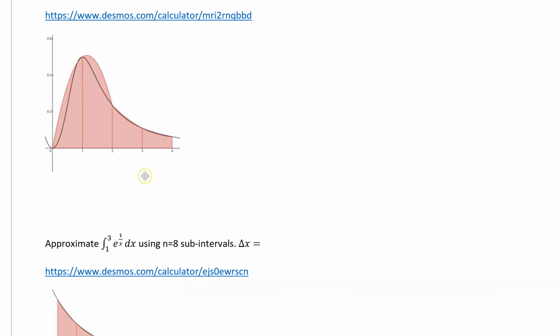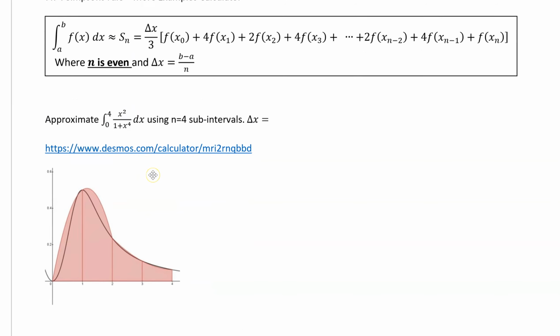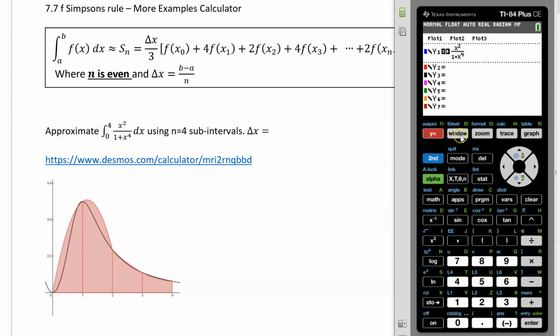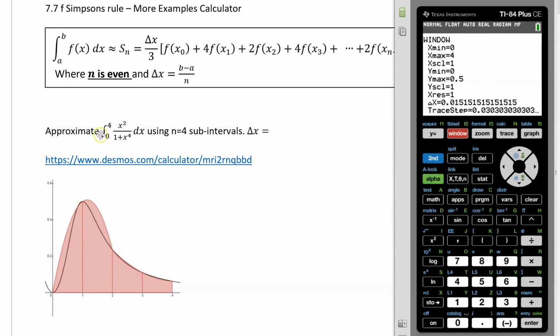All right, let's try the same two examples that we did for midpoint and trapezoidal rule, but this time now with Simpson's rule. So we're going to use our delta x over 3 and then our 1, 4, 2, 4, 2, 4, 1 pattern. So remember, just like before, we take and plug it in our calculator. We change our window to 0 to 4 because we're going from 0 to 4, and then we hit zoom 0.